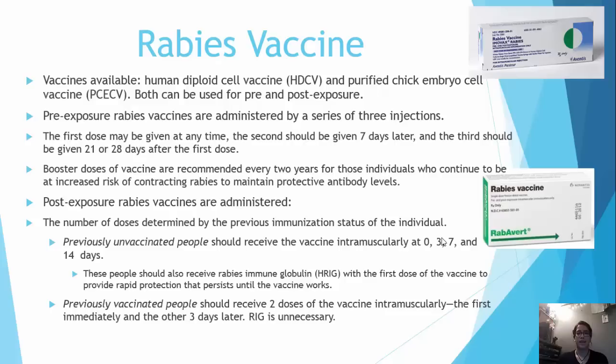And this helps with rapid protection until your body can make its own antibodies. For those who have been vaccinated before, however, they only receive 2 doses, one immediately and the other 3 days afterward. And at this point, the immunoglobulin isn't needed.